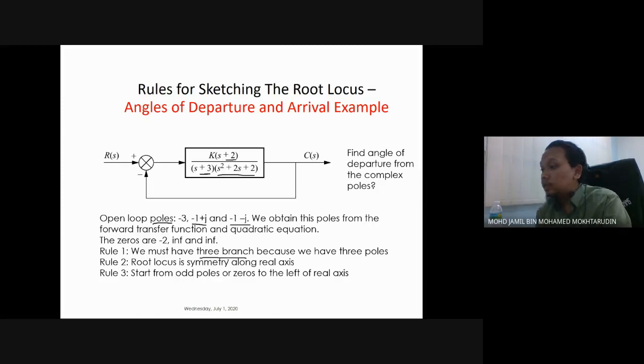And rule number 3, start from odd poles or zeros to the left. The rule means it starts to the left, before going to the right. And rule number 4 says that the root locus must start from the poles and end at the zeros.